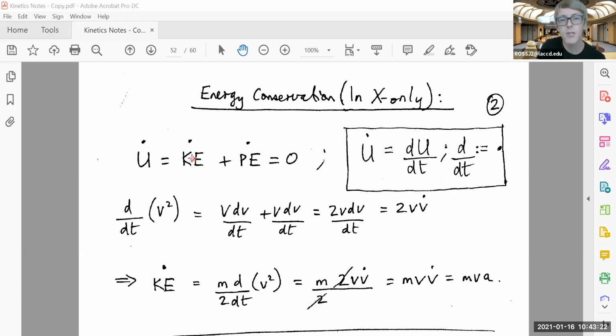Let's look at the kinetic energy term for a second. We saw in a previous video the kinetic energy is mv squared over 2. Now, the mass and the number 2 won't change with time, but what is changing with time is velocity squared. So we're going to focus on that and just look at velocity squared changing with time.